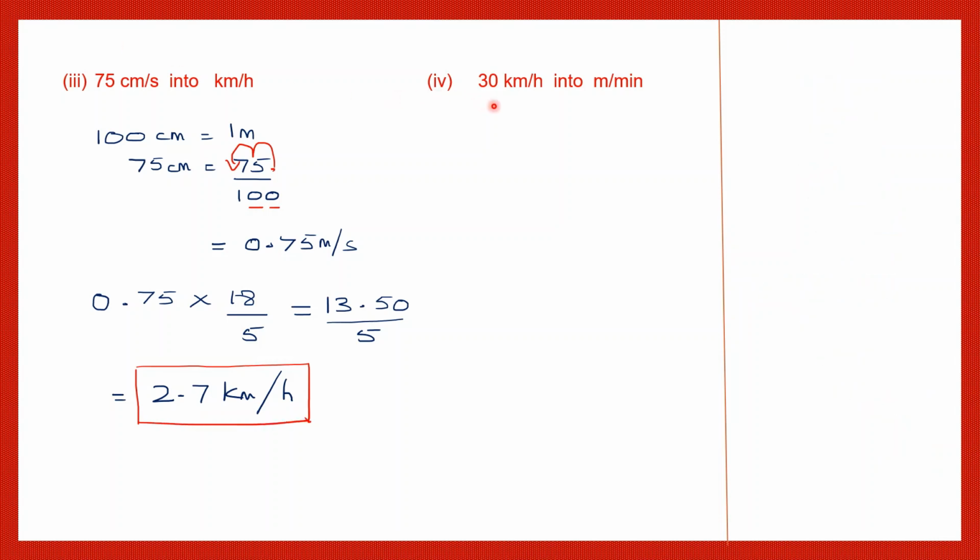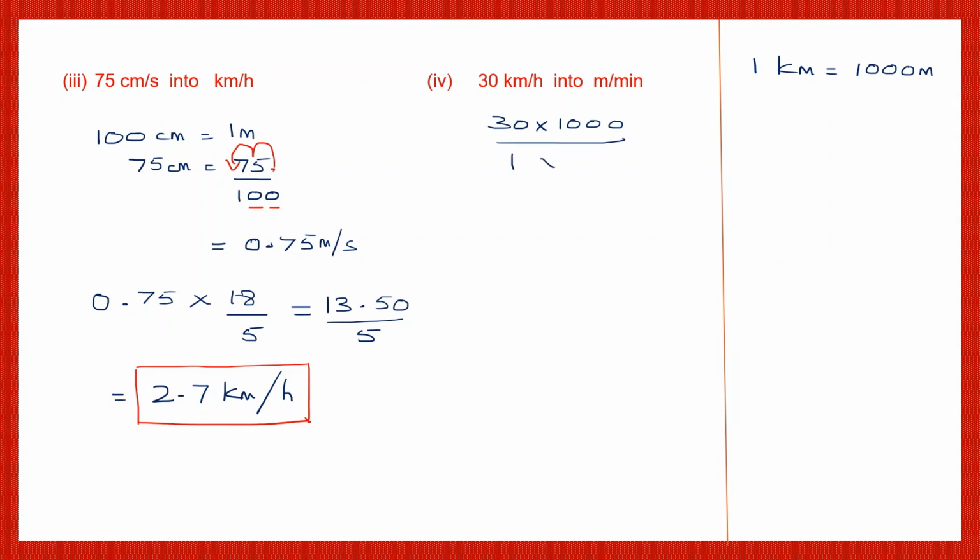Now our next question, convert 30 kilometers per hour into meter per minute. Both the units are changing. Kilometers must change to meters and hours must change to minutes. Now let's see how we can do that. Okay, so 1 kilometer is equal to 1000 meters. So 30 kilometers will be 30 into 1000 by 1 hour.